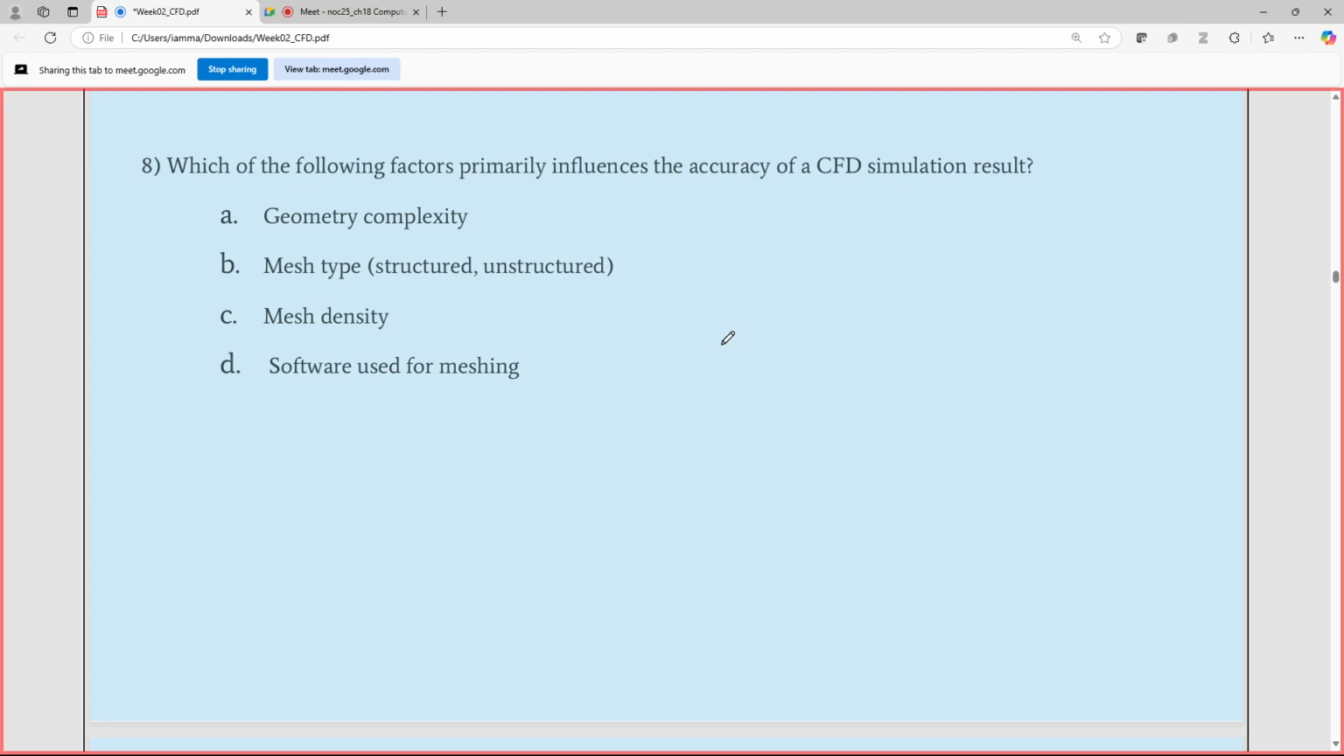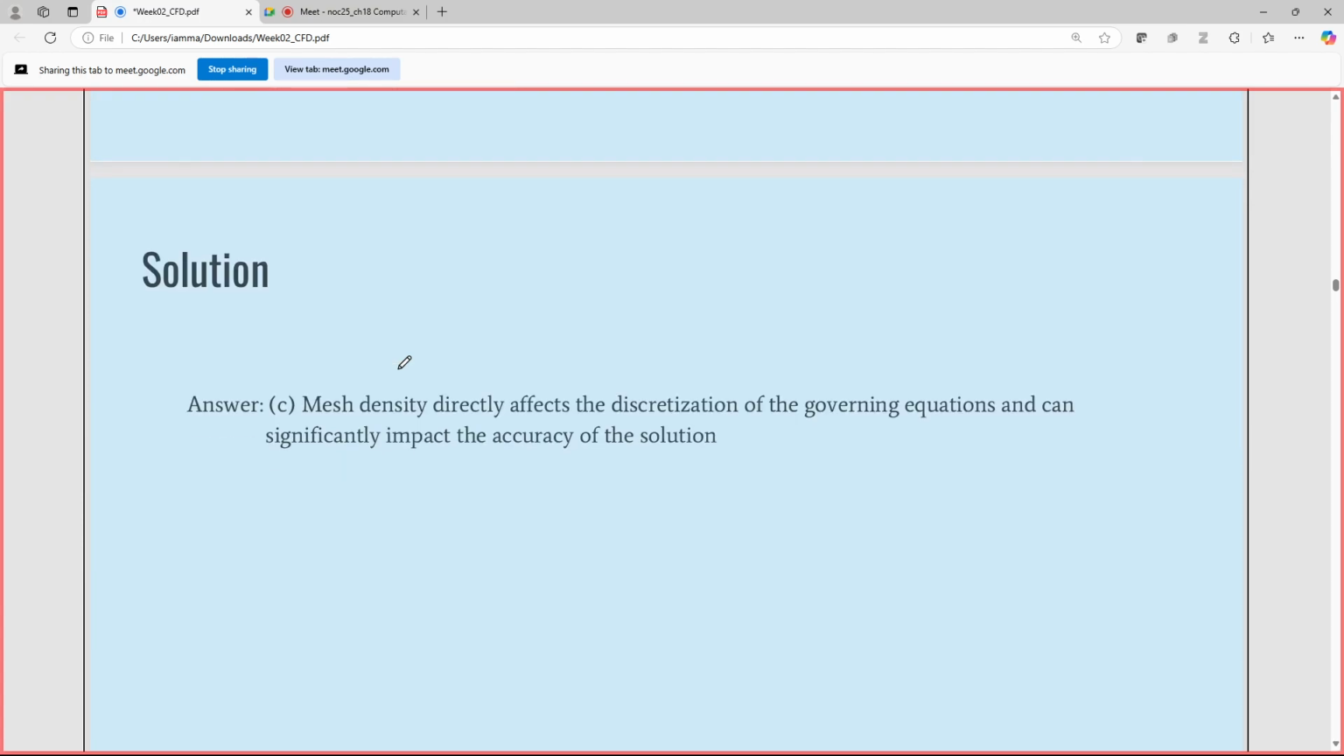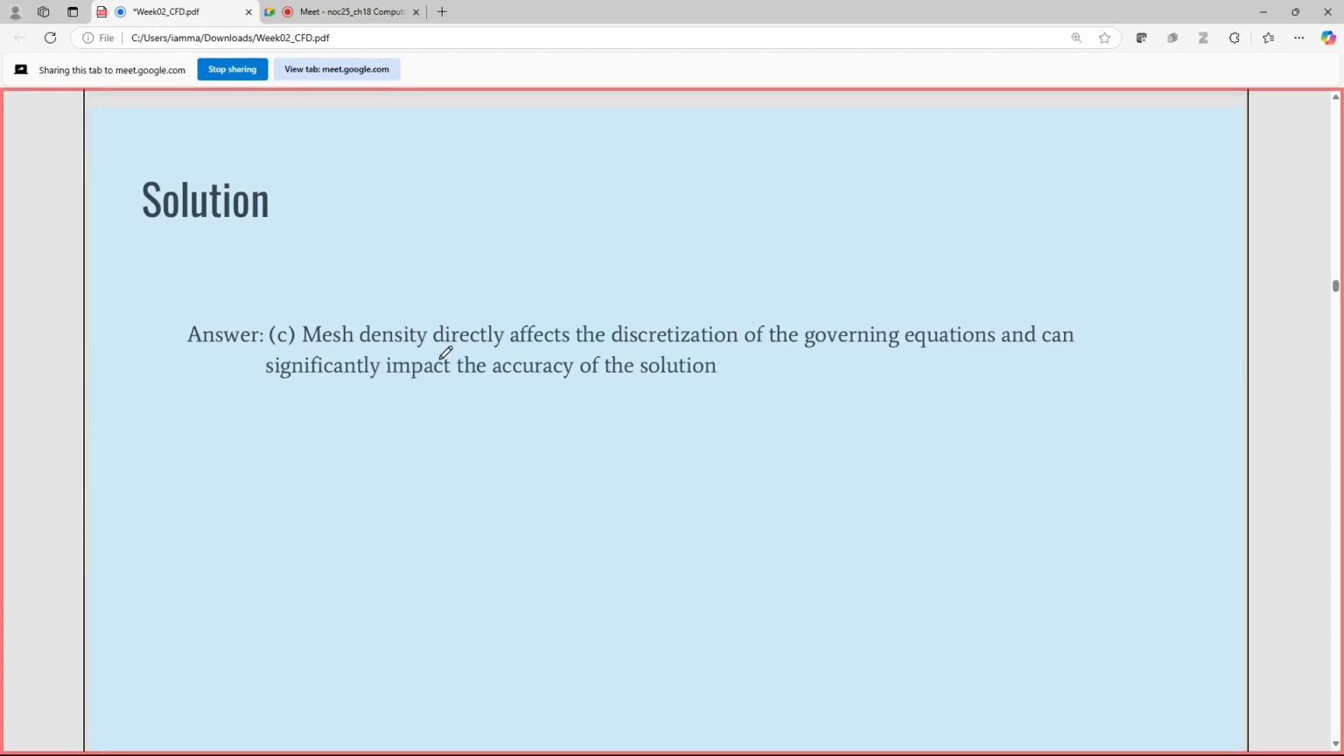In this question, you will find more than one option suitable, but the most important among the following is mesh density. Mesh density is how dense the mesh is. If we take a particular volume, how many nodes or mesh elements are present in that particular region. That is mesh density. So the mesh density matters more than structured or unstructured, because structured and unstructured is the type, and geometrical complexity, everything. The thing is mesh density.